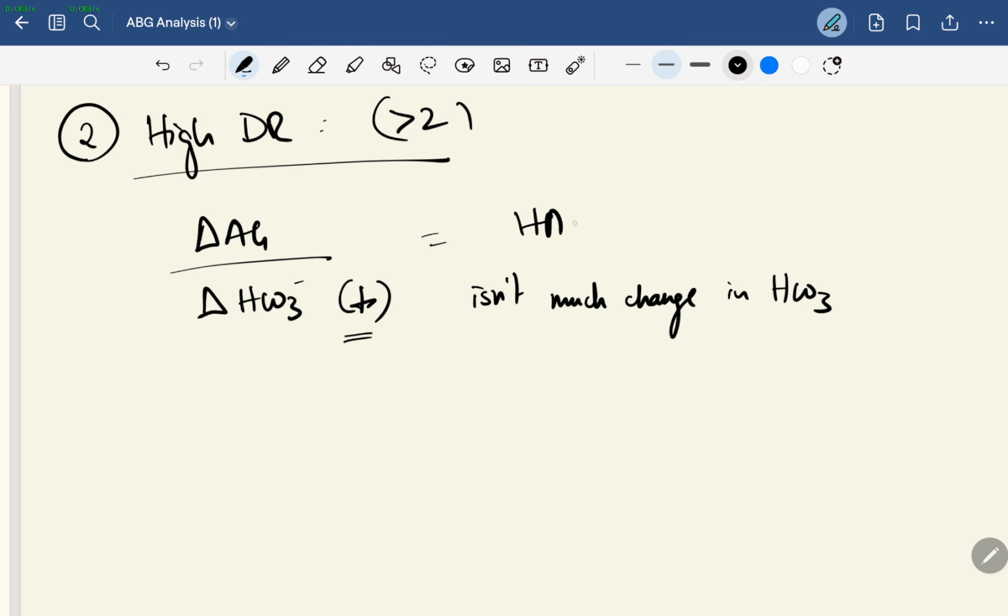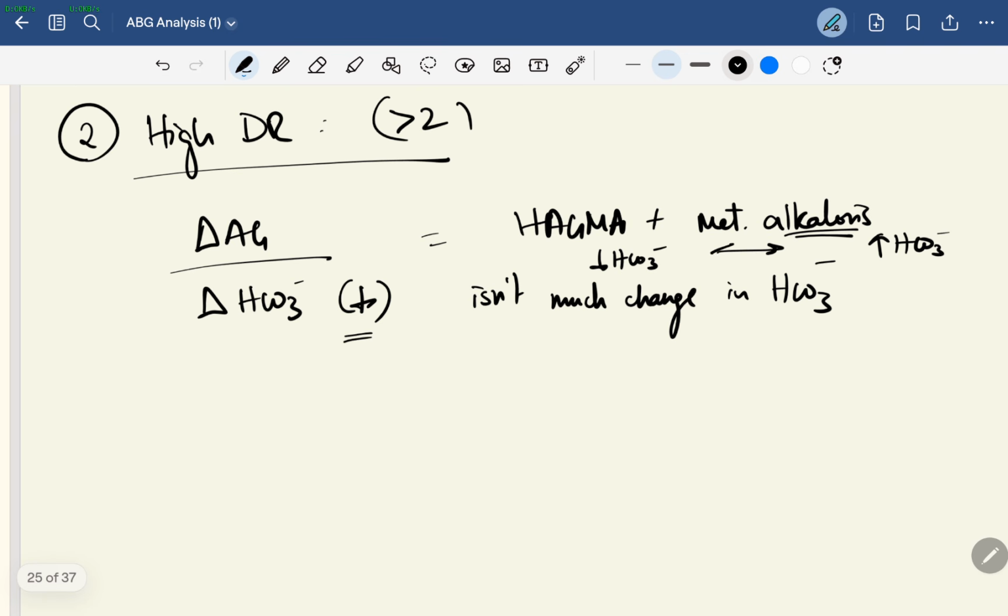Now there is some HAGMA component, but there's something that's also bringing back the bicarb, so the net bicarb change isn't that much, and that is nothing but a metabolic alkalosis. So you know that the HAGMA decreases the bicarb, but the metabolic alkalosis increases the bicarb. So there is some balancing out, some equalization, so to say. So the bicarb drop isn't as much as expected, so the DR is high.